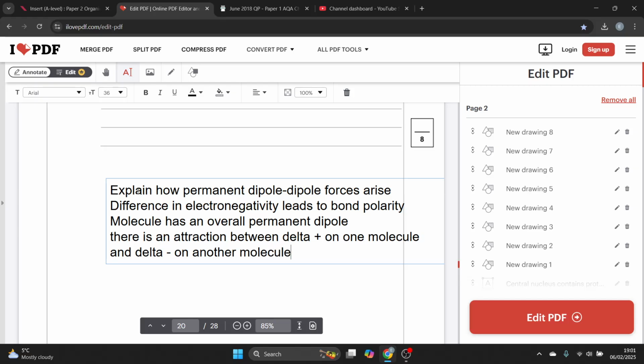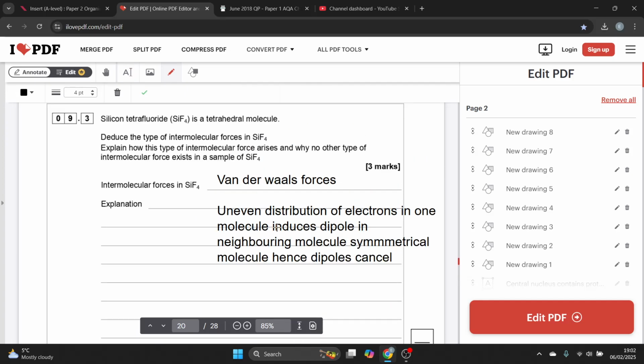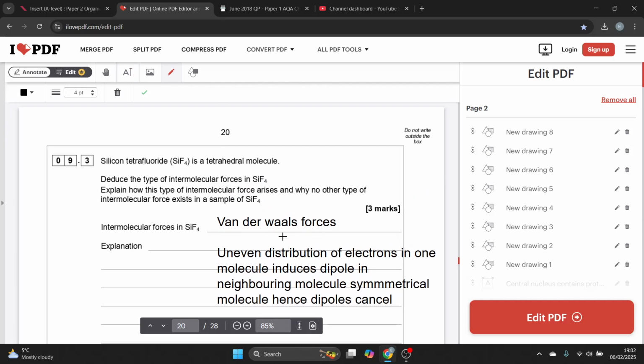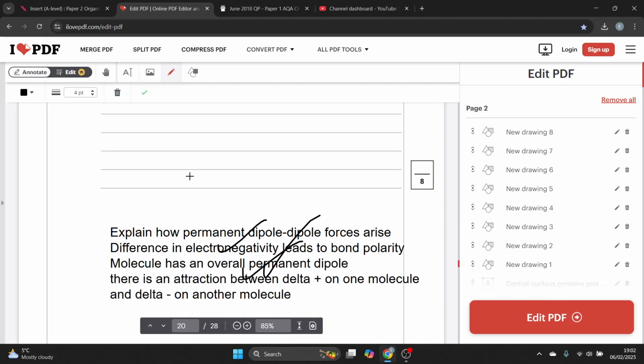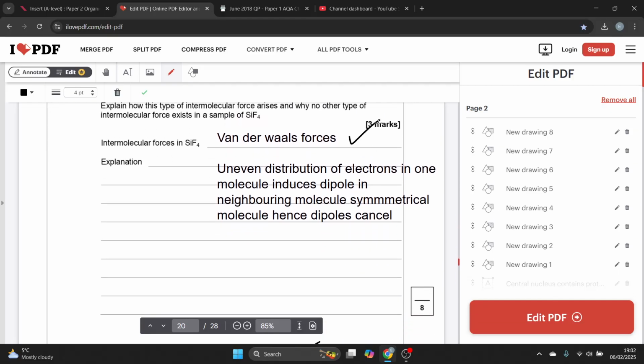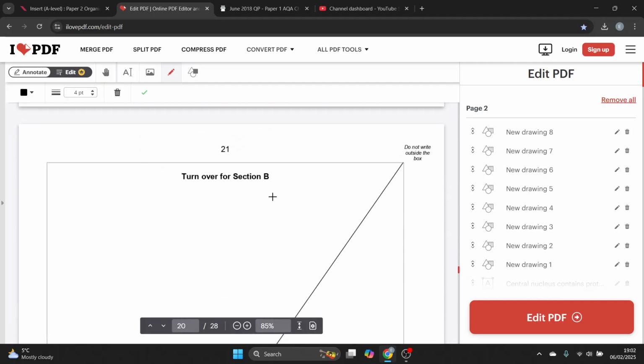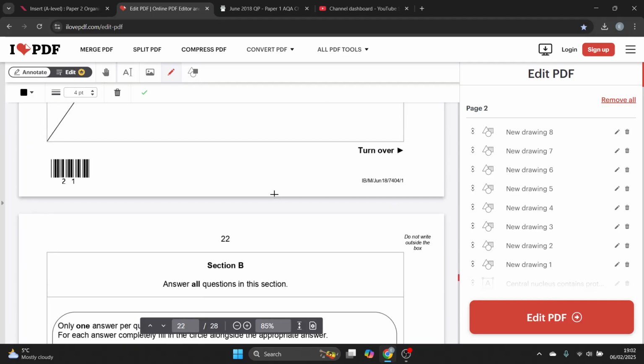So a difference in electronegativity leads to bond polarity. Molecules have a permanent dipole. Attraction between delta positive on one molecule and delta negative on another molecule. Very similar to this, like a 3 marker. How van der Waals forces arise versus permanent dipole forces: for van der Waals, uneven distribution of electrons in one molecule induces a dipole in a neighboring molecule. Symmetrical molecules, hence dipoles cancel out. And that is it for section B, the past paper questions.